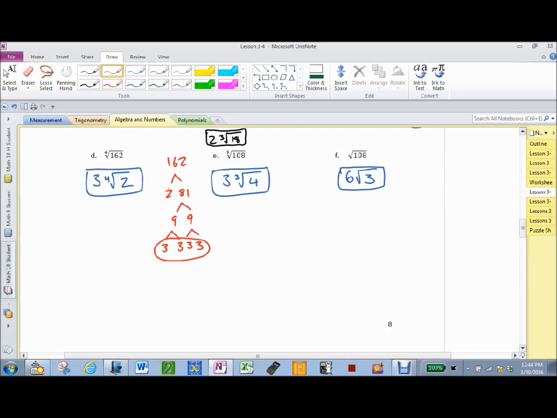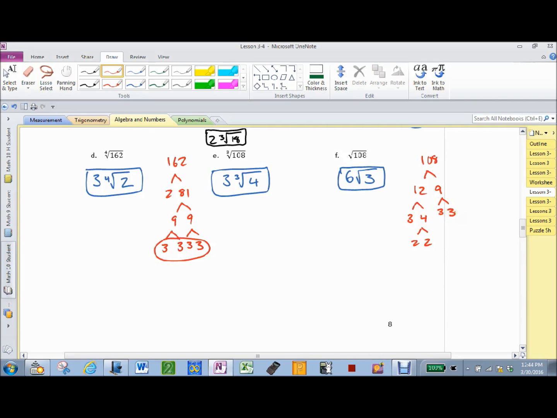Did anybody want to see either of the other ones? Which one? F. Okay. What's the first step now, Joe? Factor it. So 108 factors to what? There's a lot. 12 times 9, yeah? 3 and 4. 2 and 2. Cool?